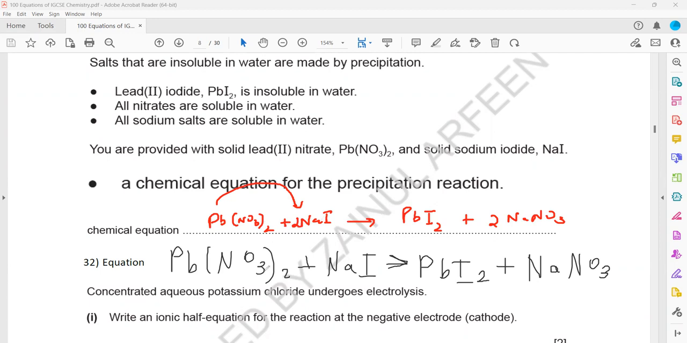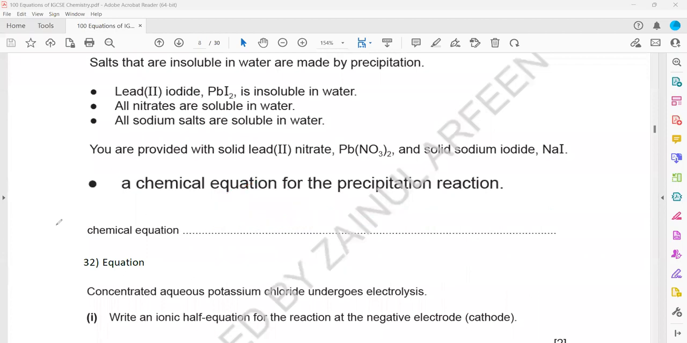What if the same question was there and they asked to write an ionic equation for this formation? If the question was to write an ionic equation, we will simply write for lead iodide, which is a precipitate. It is formed by the formation of a lead ion and 2 iodide ions.